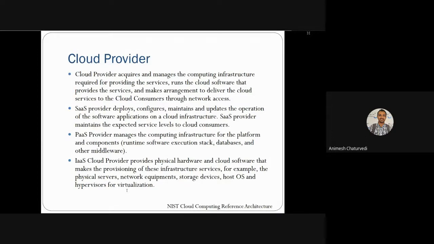Please read the slide properly so that you will have a better understanding of the difference between software as a service provider, platform as a service provider, and IaaS cloud provider. So basically, you read about how they are different from each other.